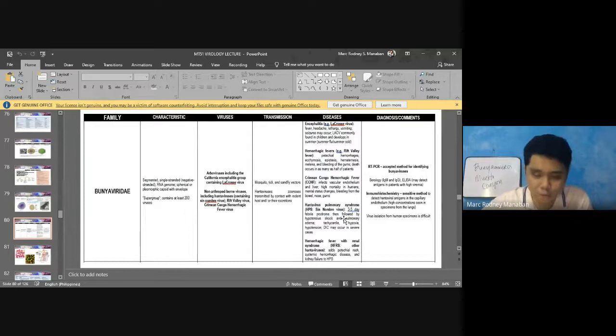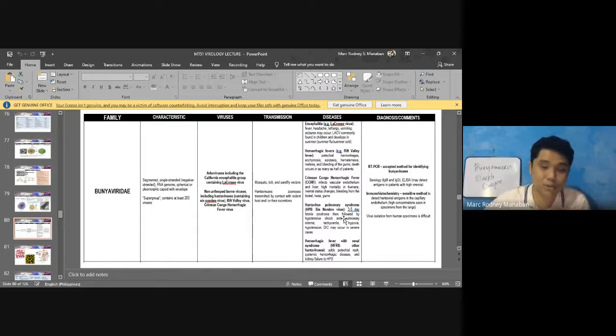Alright. Now for diagnosis, RT-PCR pa rin ang accepted method for identifying the Bunyaviruses. Serology for IgM and IgG. ELISA to detect antigens. Immunohistochemistry also is a sensitive method to detect hantaviral antigens in the capillary endothelium. Virus isolation is difficult. Alright, so medyo difficult siya to grow in culture.